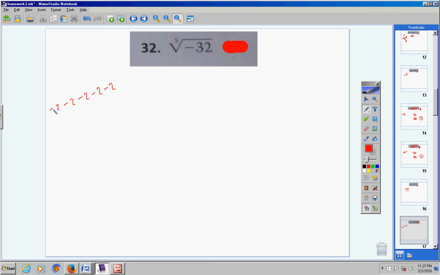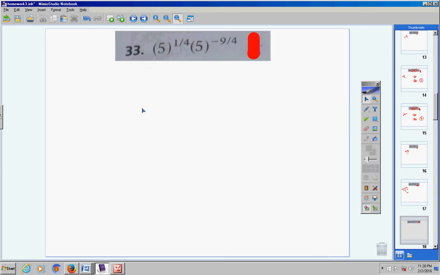Negative times a negative is positive 4. Negative times a negative is a positive 4. Bring down your negative 2. 4 times 4 is 16. 16 times negative 2 is negative 32. So if I have 5 negative 2's, their product is negative 32. So the 5th root of negative 32 is negative 2.